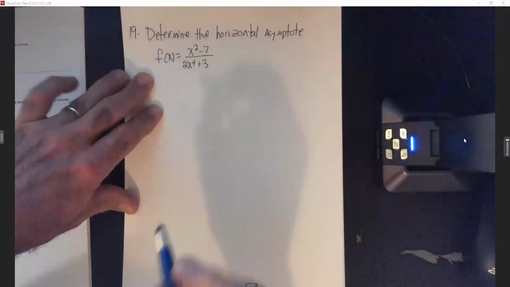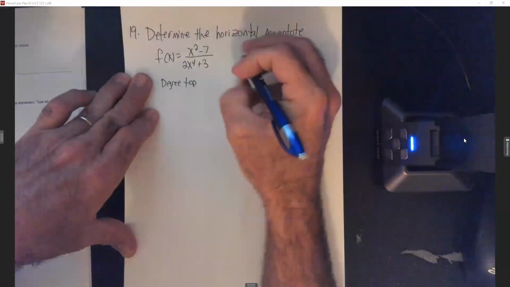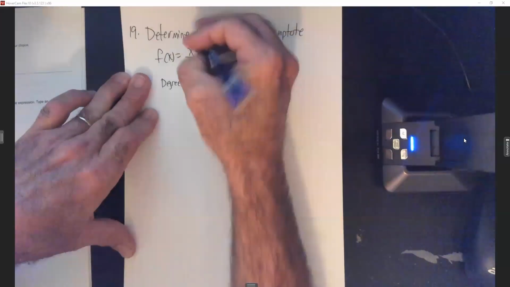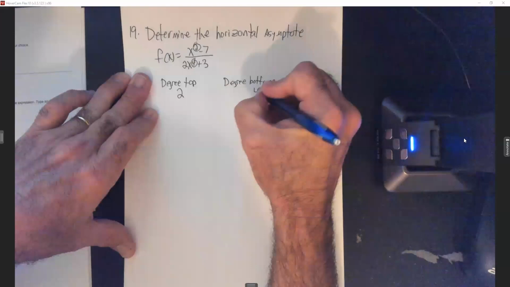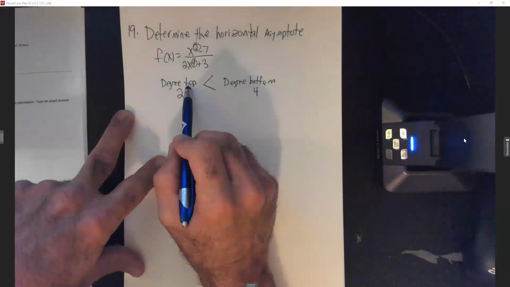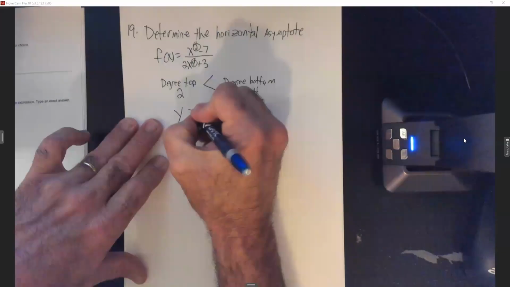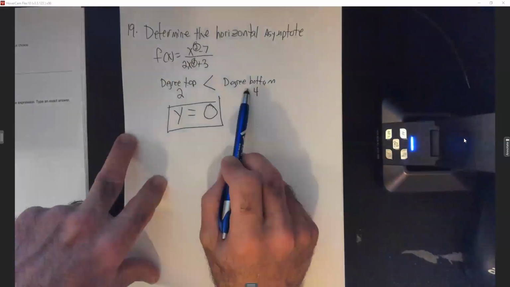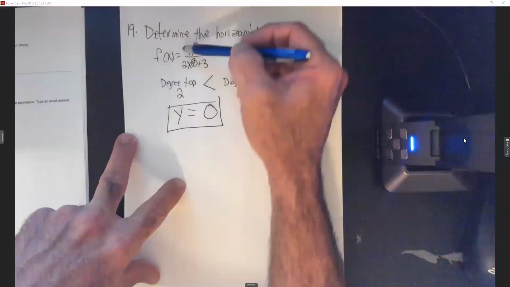So to find a horizontal asymptote, I've got to look at the degree of the top versus the degree of the bottom. My degree of the top is 2. My degree of the bottom is 4. So the top is less than the bottom. Anytime the bottom is bigger than the top, or the top is smaller than the bottom, either way you go, y equals 0 is your horizontal asymptote. Had the top been bigger than the bottom, it would have been no horizontal asymptote. Had they been equal, then I would have looked at the numbers in the front for my asymptote.